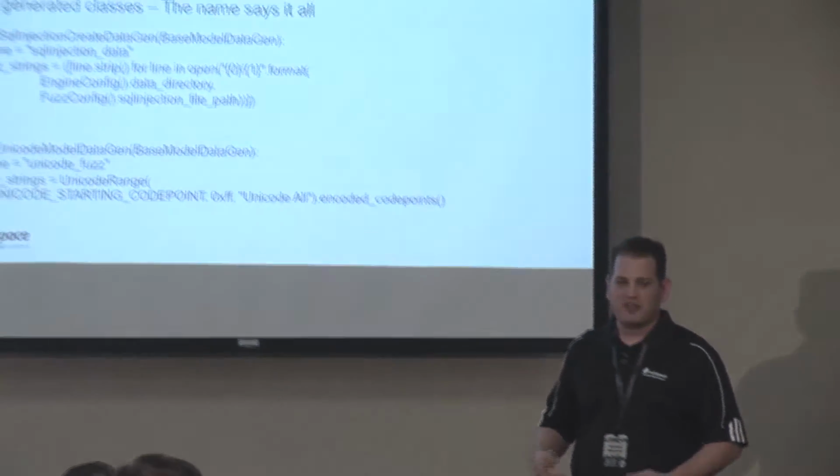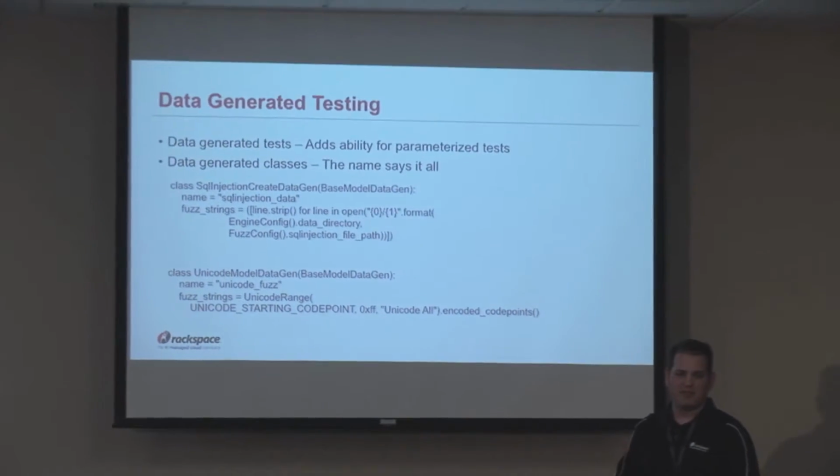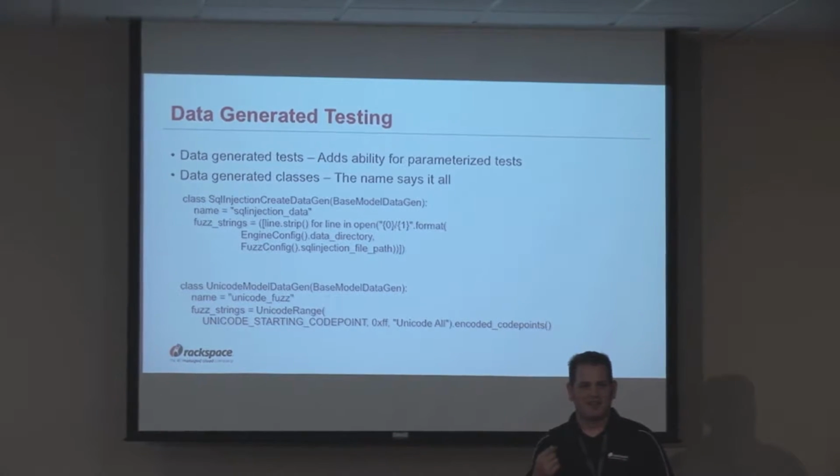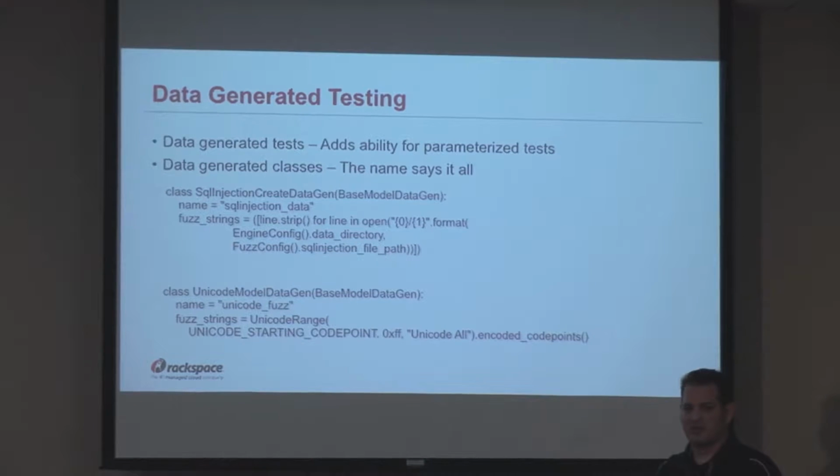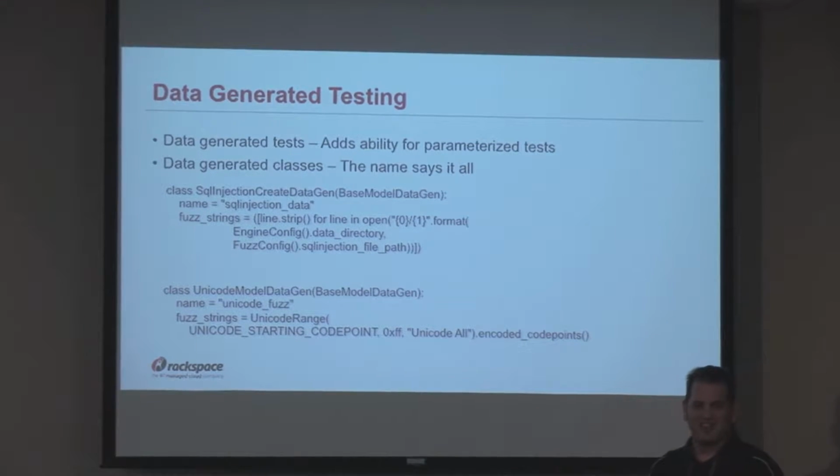Okay, so data generated testing. This is very, very paramount in security, because fuzzing can be very difficult if you're doing it manually for several different products, several different APIs.